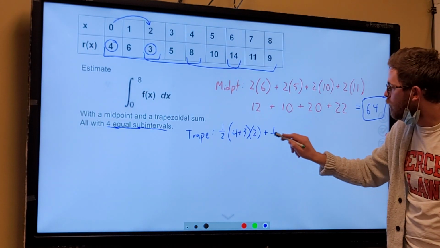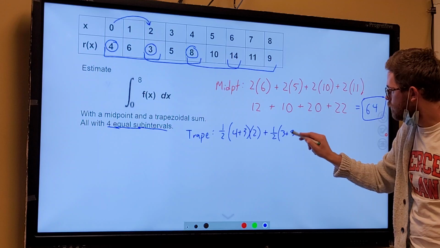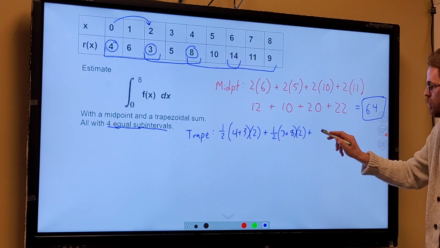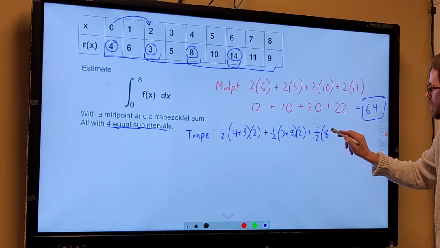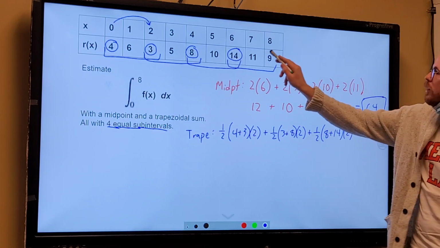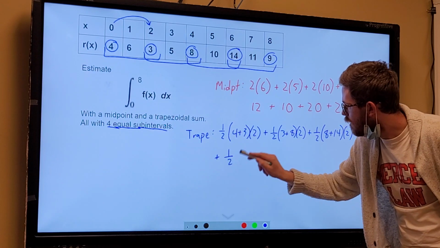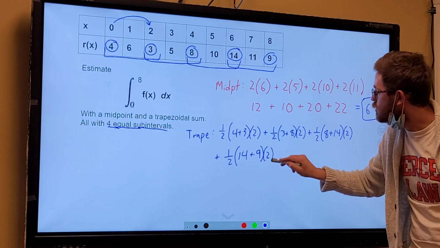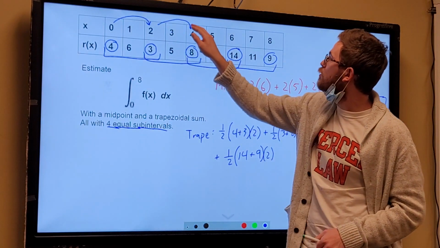The next one, very similar, 1/2. It's going to be 3 plus 8 this time, times 2, because our change in x is a consistent 2 throughout all of this. 1/2 base 1 plus base 2, that's going to be 8 plus 14 times 2. And then finally, 1/2 base 1 plus base 2 is going to be 14 plus 9. Our change in x again is 2. Change in x is a consistent 2 throughout.